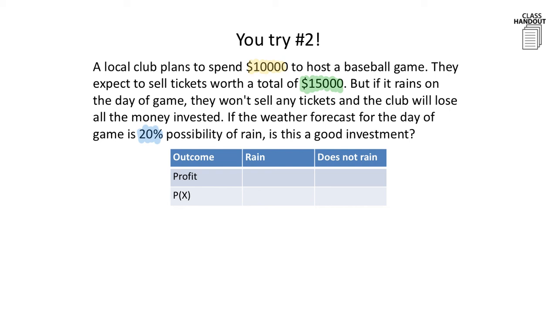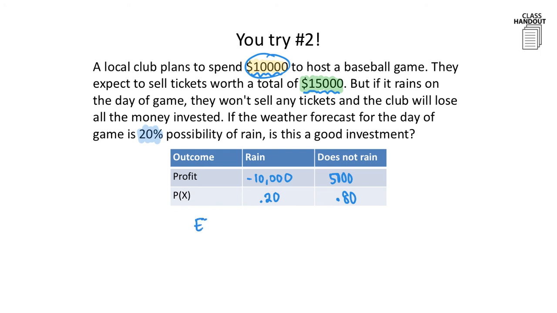It's either going to rain or it doesn't rain. We know the probability of it raining is 20%, which means the probability that it doesn't rain is 80%. Well, we know if it doesn't rain, they are going to sell tickets worth $15,000. However, remember that they invested $10,000. So in that case, their total profit is only going to be $5,000. And if it rains, they lose all the money they invested. Well, in this case, they invested $10,000, so they would lose $10,000 if it rained. So that would be the profit for raining.